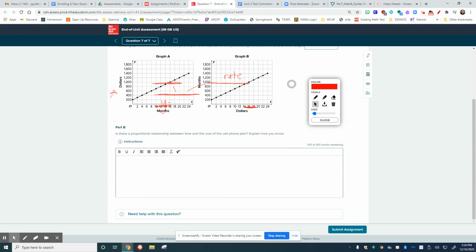The final part to this is one big question about the cell phone plans. Is this cell phone plan up above in this problem a proportional relationship? Is there a proportional relationship between time and the cost of the cell phone plan? So the whole question is, is this situation proportional? What I'm really going to be focused on is this: explain how you know. Be very, very concise in what you do with this.